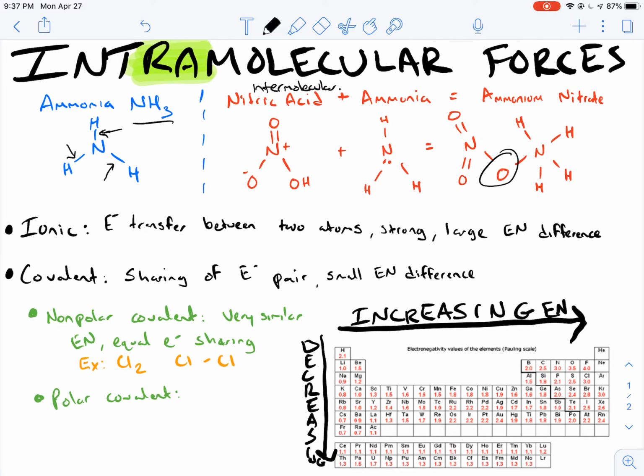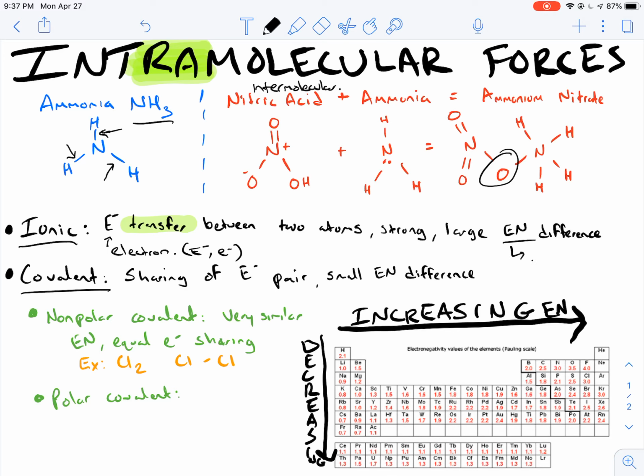So for intramolecular forces, there's two big, basically, different kinds. We can have ionic or covalent forces. Ionic forces, ionic bonds, are when there is electron transfer. So if you didn't know, the e with the negative sign is short for electron. It is the transfer, that's very important, the transfer of electrons between two atoms. These are typically strong and have a large difference in electronegativity.